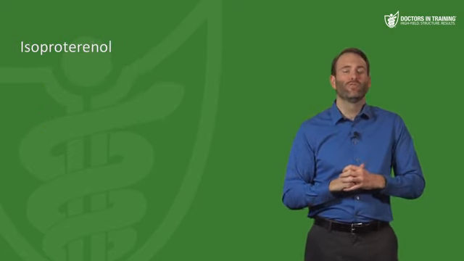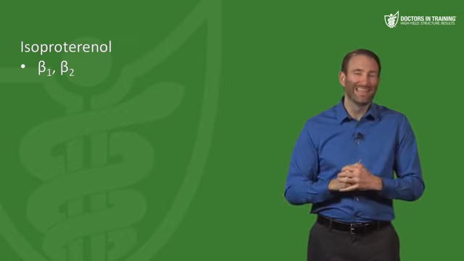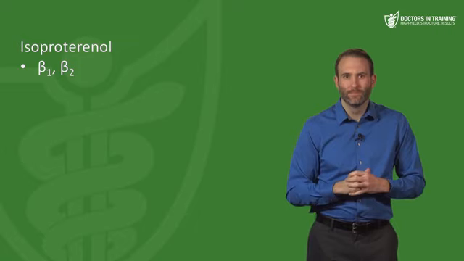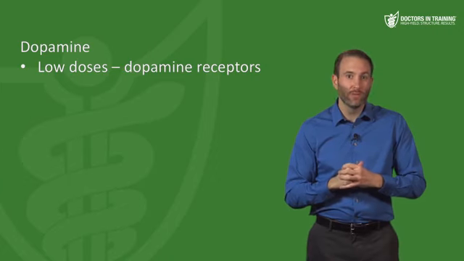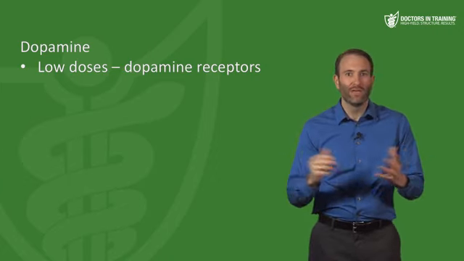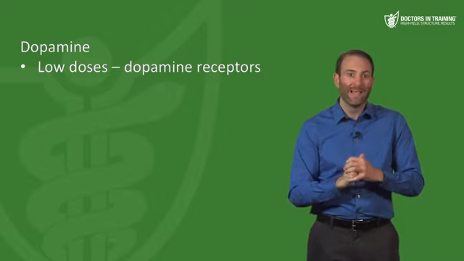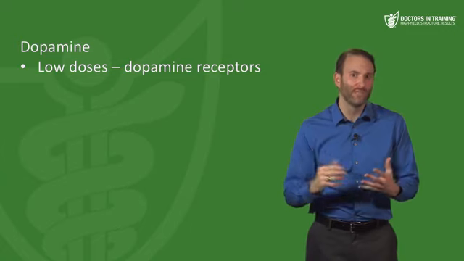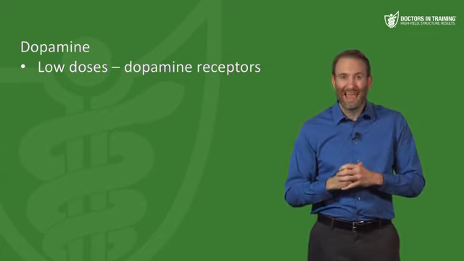Next, we have isoproterenol. This one only works on beta-1 and beta-2, and clinically, it's really not used that much, so I wouldn't put too much of your memory into that one. Next, we have dopamine. So dopamine is a weird one. At very low doses, dopamine will stimulate dopamine receptors. Now, we haven't talked about dopamine receptors yet. Most of the time, we think about dopamine receptors as being in the CNS, being associated with things like schizophrenia, Parkinson's disease. But we also have dopamine receptors in the blood vessels and in the kidney.